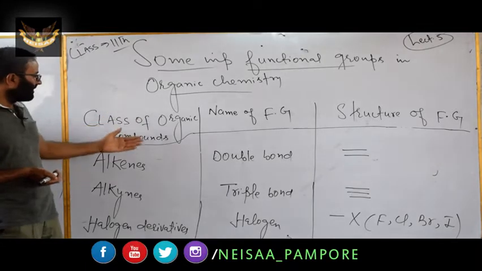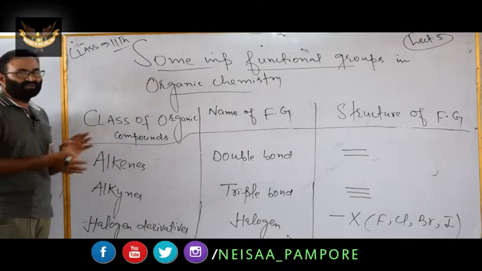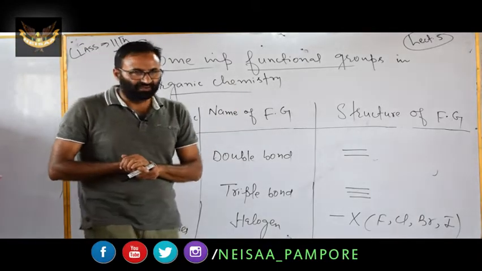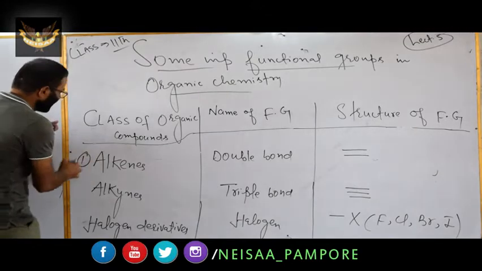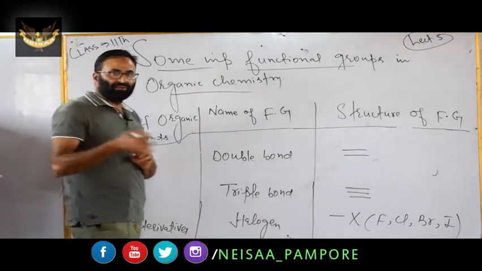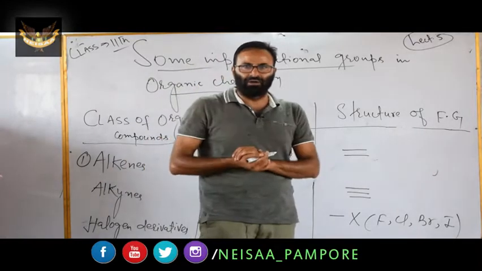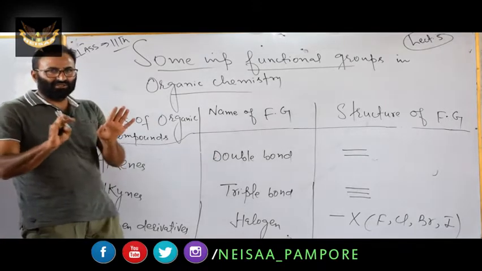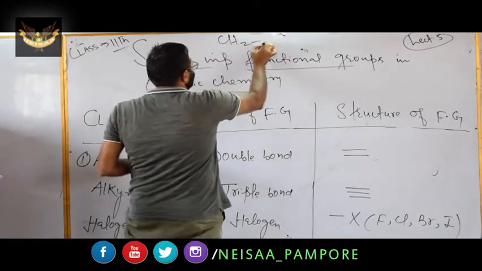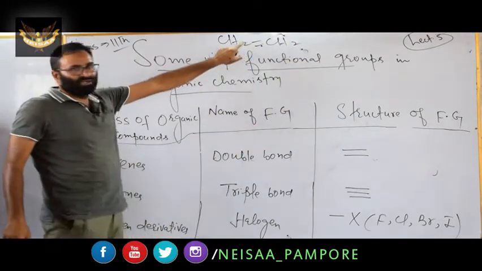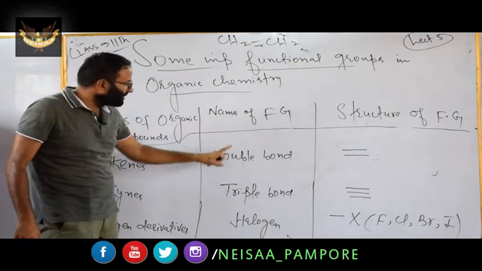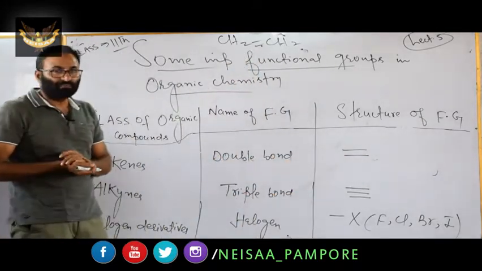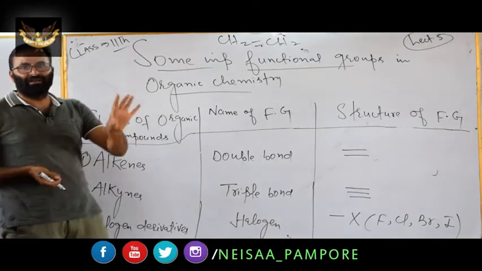The first class of organic compound. I have mentioned 3 classes here, along with the names of their functional groups and their structures. The first one, students, is alkenes. Alkene, you have studied this in matric also. Alkene is the name given where there will be a double bond. Alkenes, name of functional group is double bond. For example, we have ethene, CH2=CH2. Here the functional group is named double bond. Its structure, you have to mention 2 bonds, that is a double bond. This is the first class of organic compound, that is alkene.